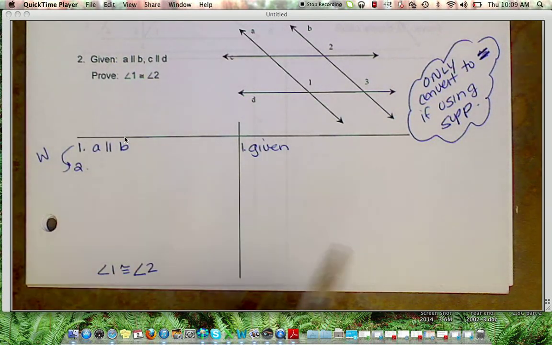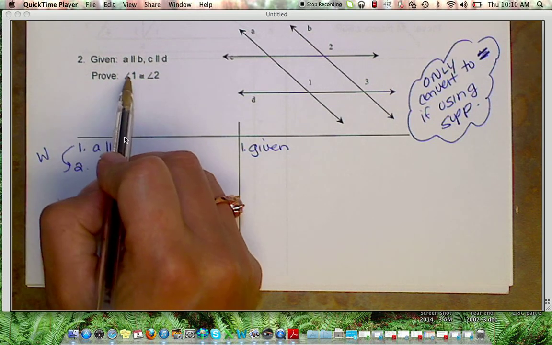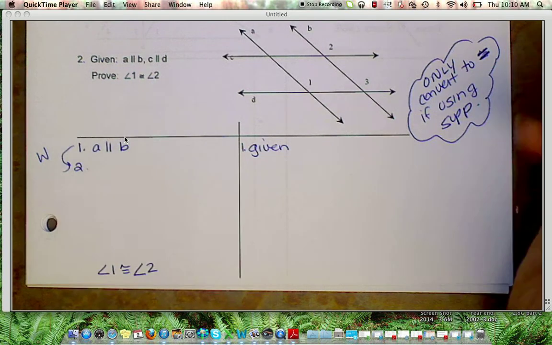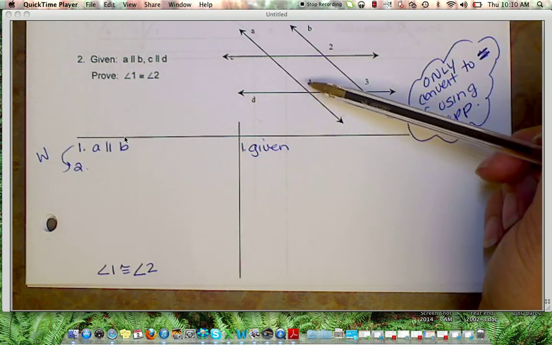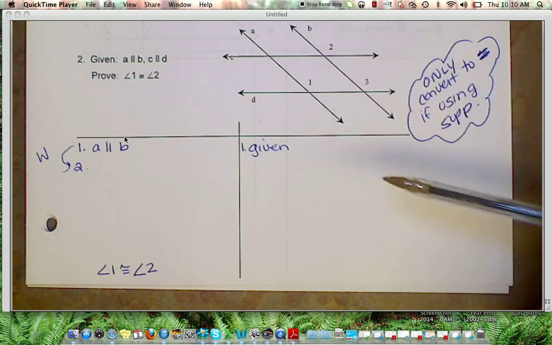So think of this as your frog. We're trying to prove that the frog can jump from angle 1 to angle 2. Now, if you look at the picture, the frog cannot directly jump from angle 1 to angle 2 because he has to jump along a single road.